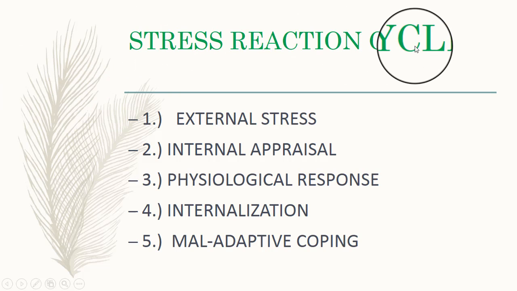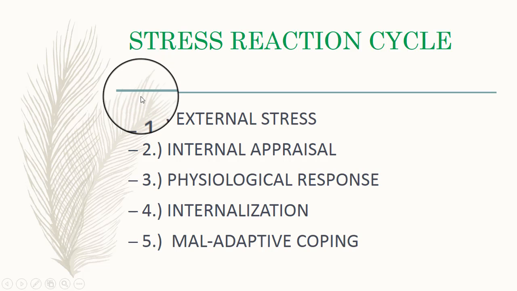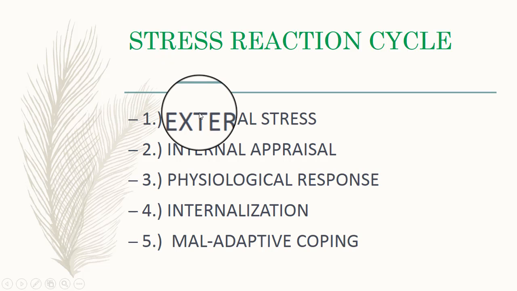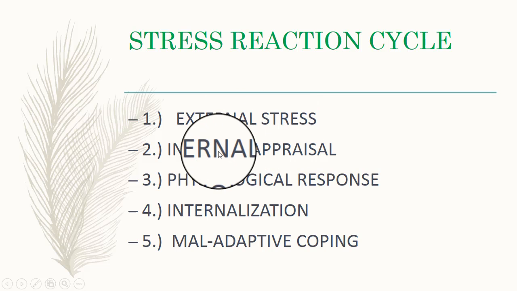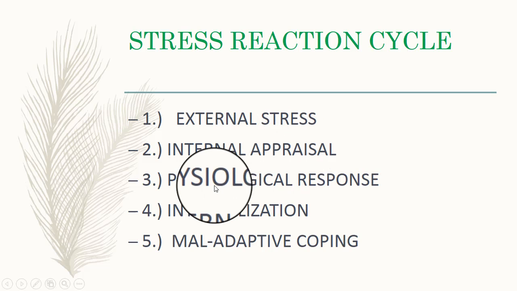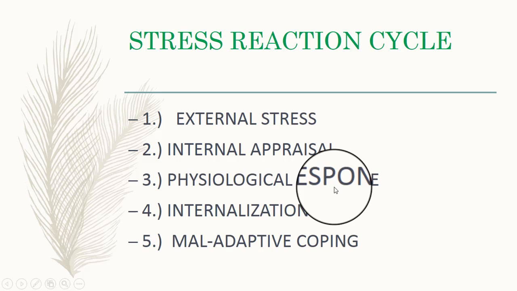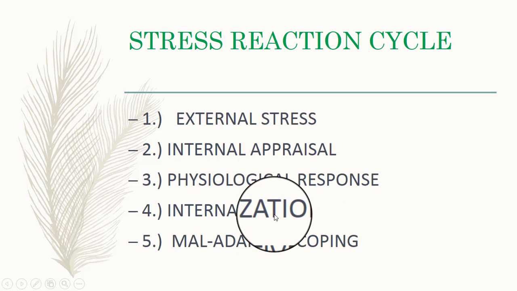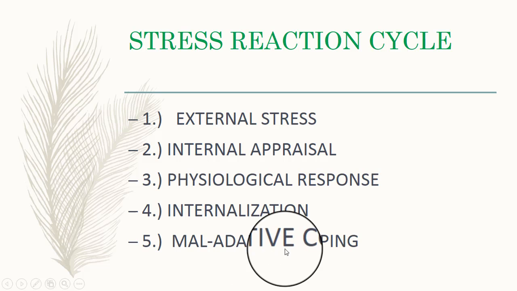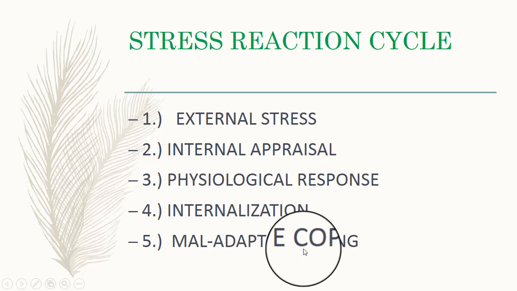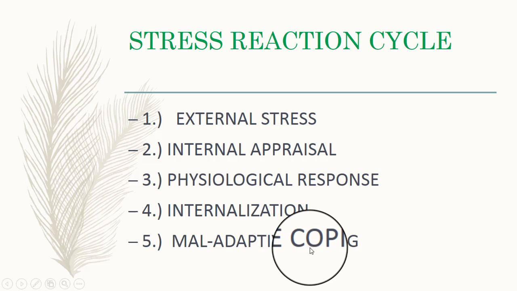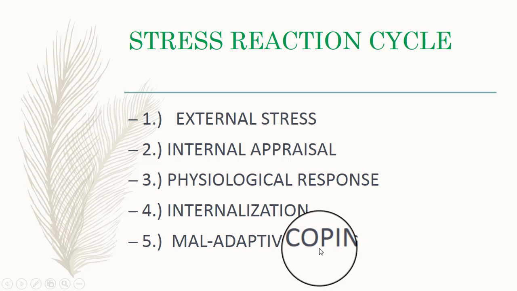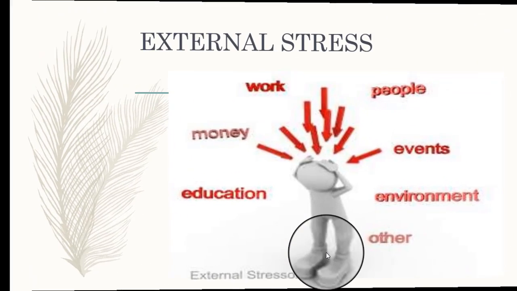Next, we will talk about the stress reaction cycle. What are its various steps? Mainly it has five steps: first, external stress; second, internal appraisal stress; third, physiological responses; fourth, internalization; fifth, maladaptive coping. One by one we will discuss how they are connected with stress and what their major role in your life is.